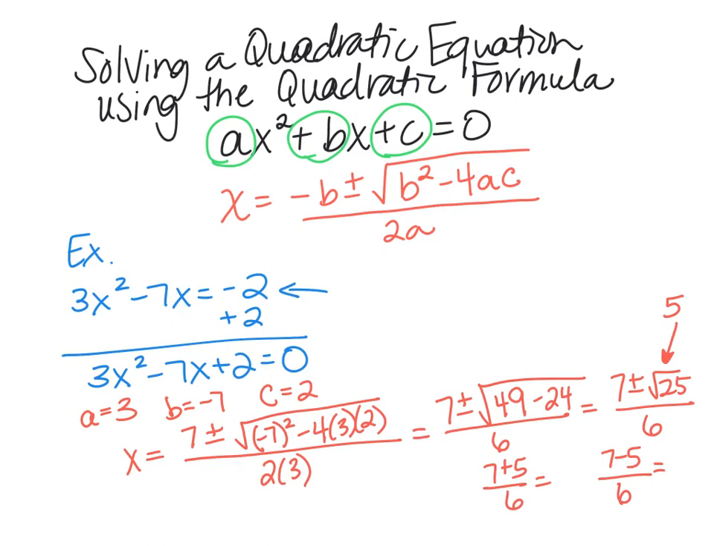Right? So 7 plus 5 is 12. 12 divided by 6. X is going to equal 2 here. 7 minus 5 is 2. 2 divided by 6. X is going to equal 1/3 here. So now I have my two solutions, x equaling 2 and x equaling 1/3.